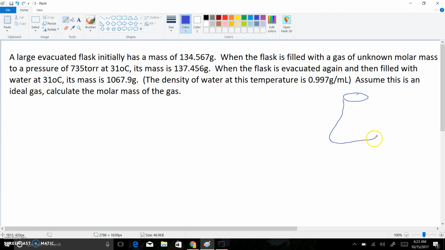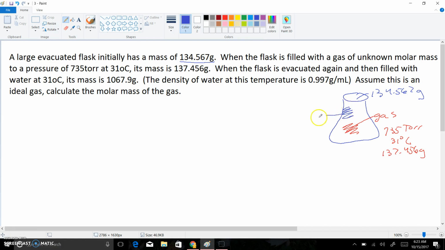Here's my flask. And they tell me that my flask, a large evacuated flask, has a mass of 134.567 grams. Okay. When the flask is filled with a gas with an unknown molar mass, which is what I'm trying to solve here, it has a pressure of 735 torr, it has 31 degrees Celsius, and it has a mass of 137.456 grams. That's when the gas is filled in it. Okay, that's helpful. And the flask is evacuated again, emptied, and then filled with water.